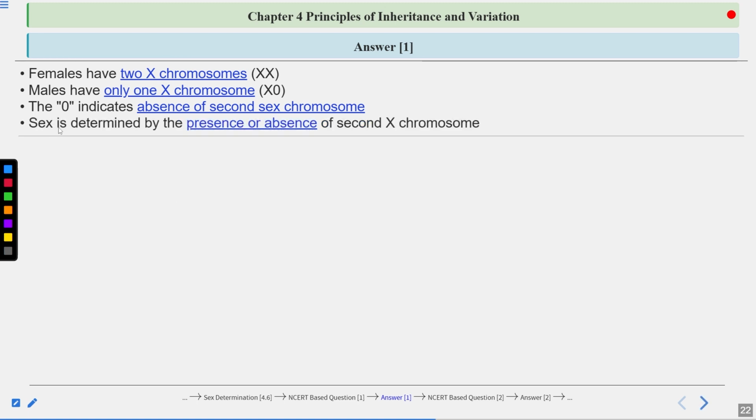So here the sex is determined by the presence or absence of the second X chromosome. If the X chromosome is present, it will develop into a female. If there is no X chromosome, it will develop into a male. If the sperm having an X chromosome fertilizes the egg, it will develop into a female offspring. If the sperm which doesn't have the X chromosome fertilizes the egg, it will develop into a male child.